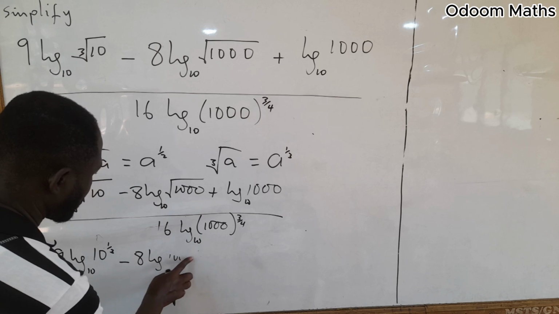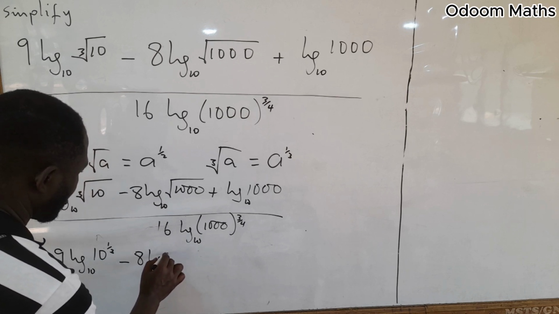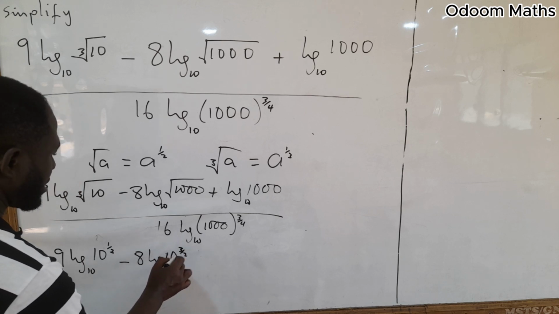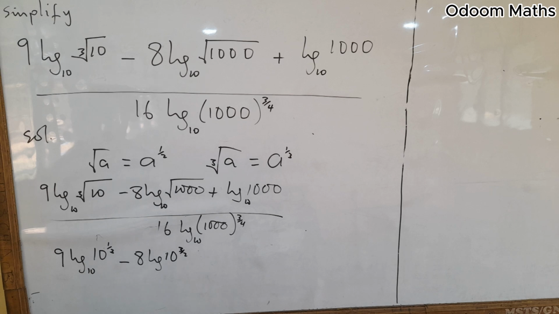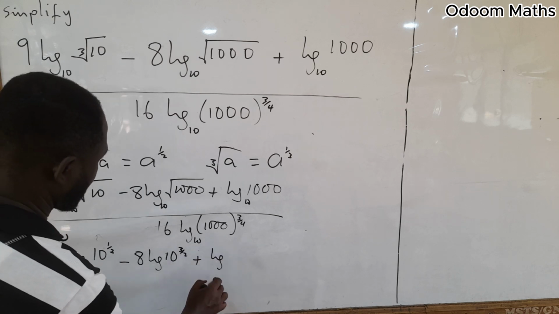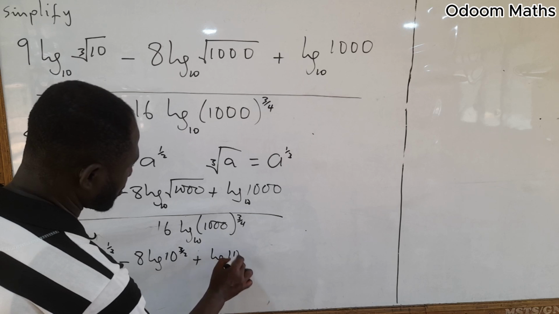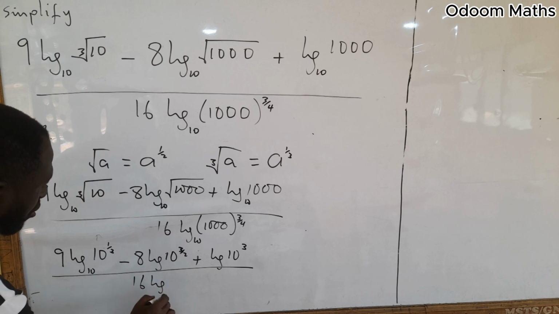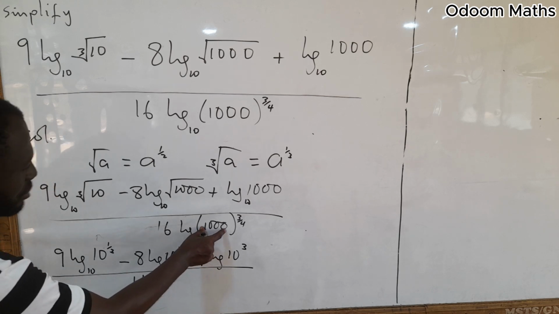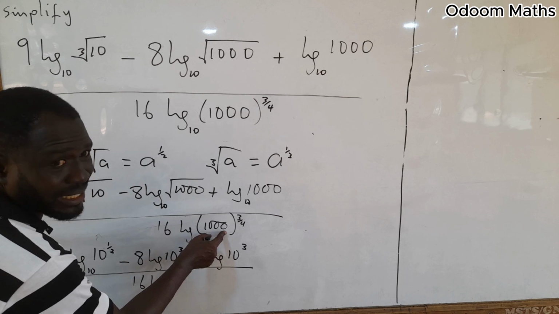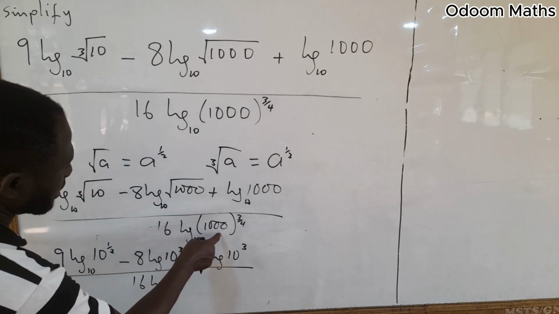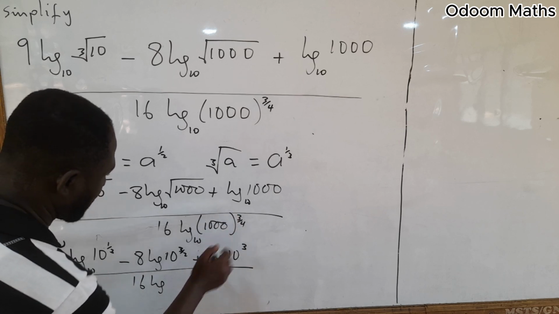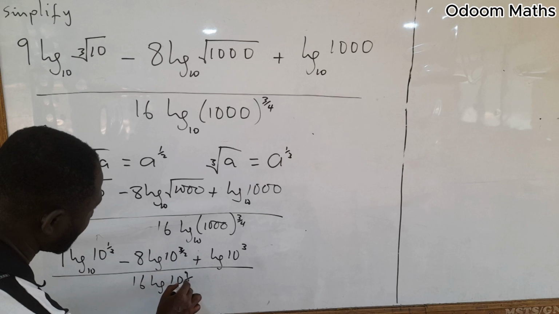So this is in effect going to be log 1000, that is 10 to the power 3 over 2, which is the same as 1000 to the power 1 over 2. Then plus log 1000, which is the same as 10 to the power 3, divided by 16 log 1000 to the power 3 over 4. But 1000 is the same as 10 to the power 3. So that is going to be 10 to the power 3 all to the power 3 over 4, which is 9 over 4. So that is 10 to the power 9 over 4.